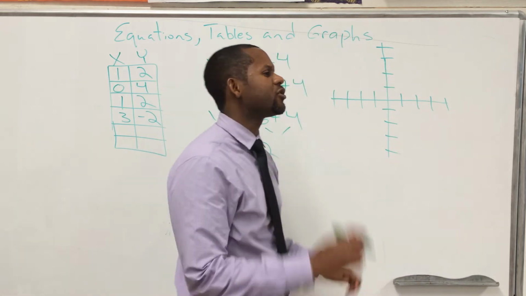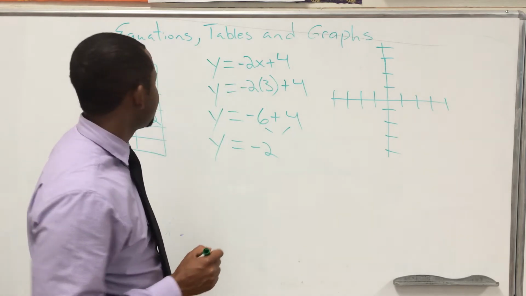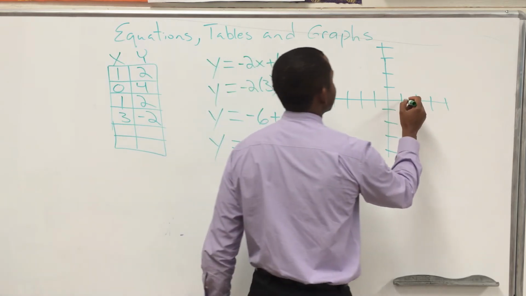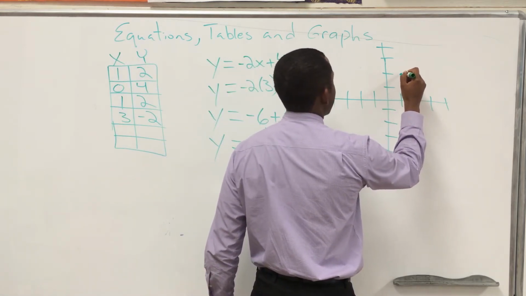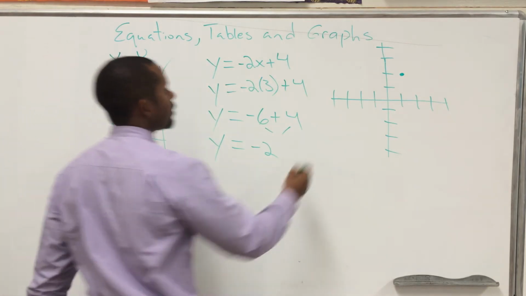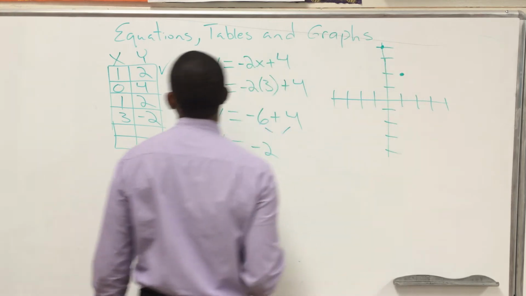Should they make a line with them, or should they just keep them as distinct points? I guess it should be a line. It's coming from this equation. Okay? So I'm going to go to the point 1, 2. Here's x is 1, y is 2. I graphed it. Graph that one. 0, 4. X is 0, y is 4. I graphed it.